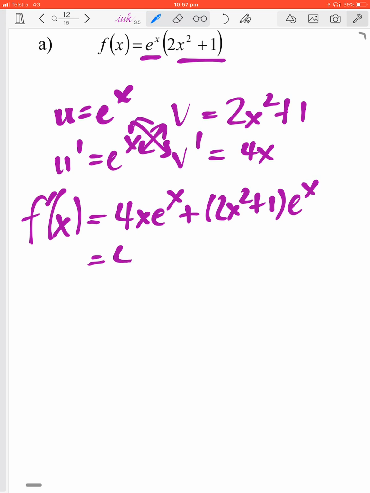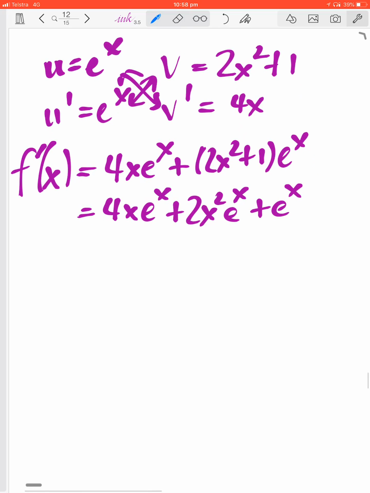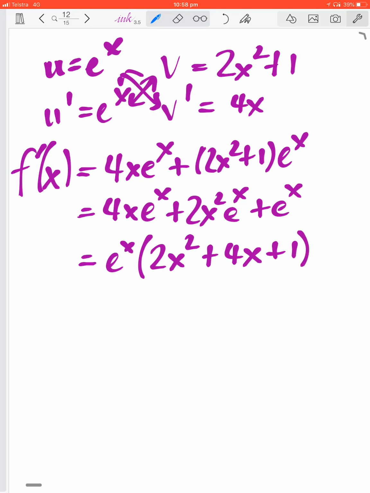We can multiply it out: 4x e to the x plus 2x squared e to the x plus e to the x. Of course, we can take out e to the x as a common factor, so we'd have e to the x times (2x squared plus 4x plus 1). And don't forget you can check it on your CAS.